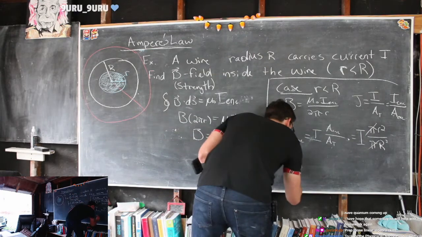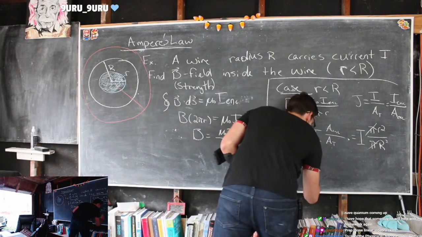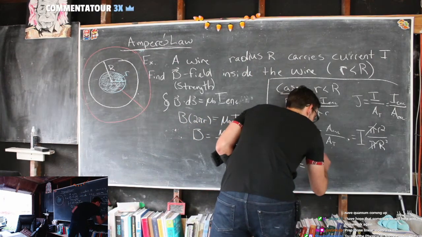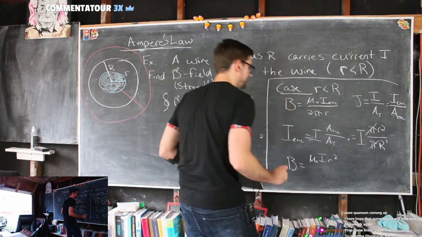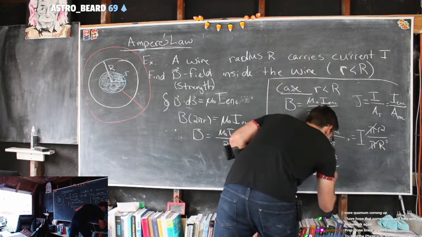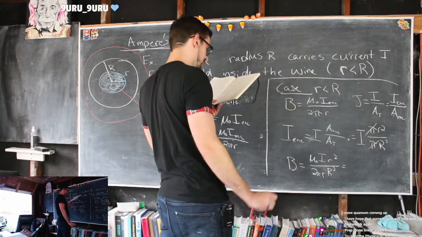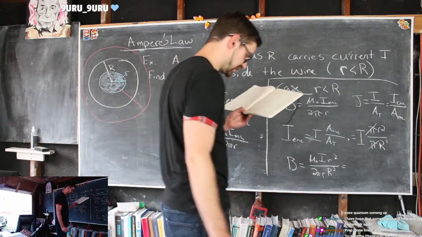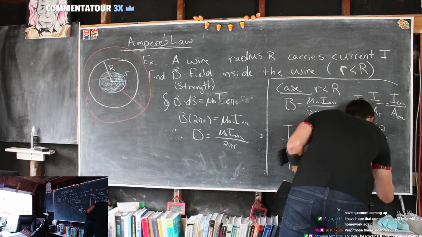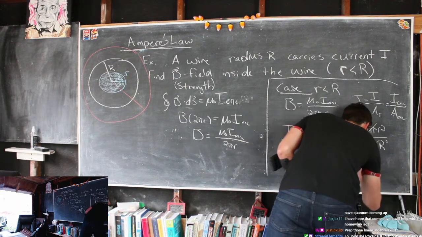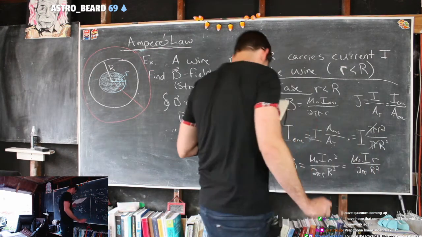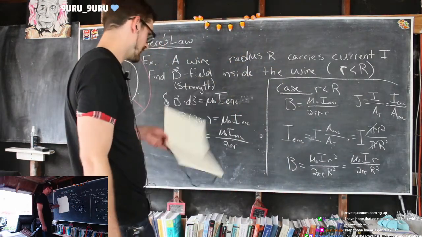So for any r that's smaller than the large radius, or the radius of the wire, we have mu sub naught times I times little r squared, all divided by 2 pi r times large R squared. We can simplify that one more time by getting rid of the extra little r's that exist both in the top and the bottom. And we'll get mu sub naught I r divided by 2 pi big R squared. Is that what I have here? Yeah. And we've done it.